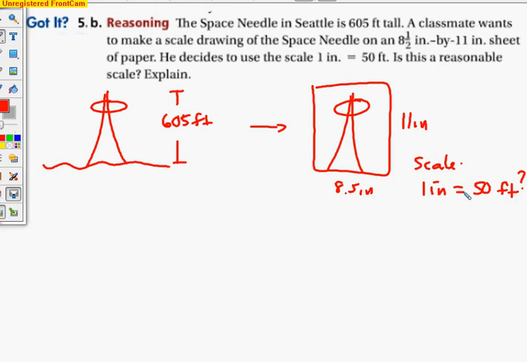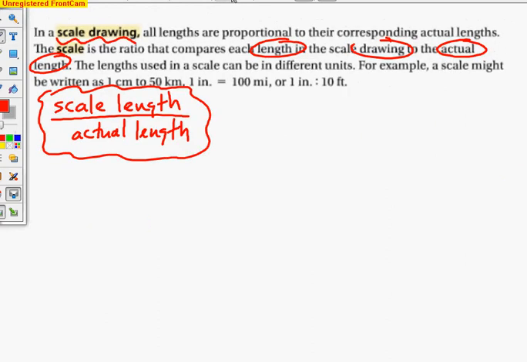So here's what I'm going to do. I'm going to set up my proportion. 1 inch to 50 feet. So the top is going to be the drawing length. Sorry, I got to come back here. It's not the scale length, it's the drawing length. So fix that. Drawing length to the actual length.